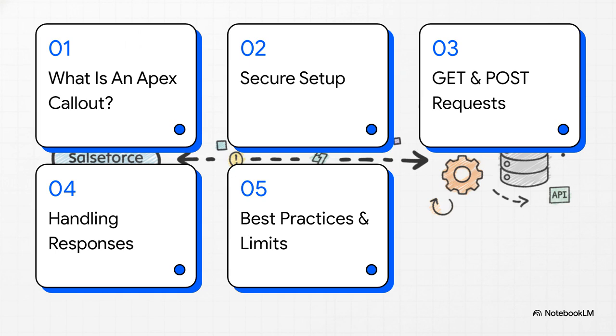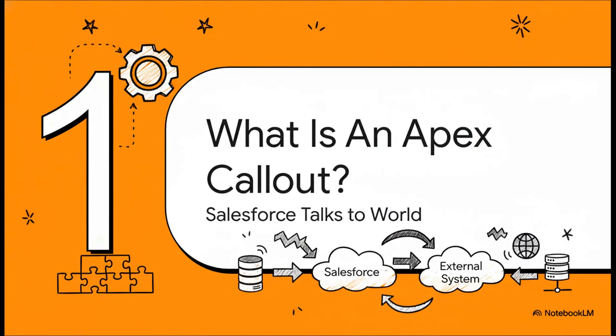Then, we'll get into the super important security setup. Seriously, this is something you have to get right. From there, we'll get our hands dirty with some code, looking at GET and POST requests. We'll also cover how to handle responses and the inevitable errors that happen in the real world. And finally, we'll wrap up with the best practices and limits that'll really turn you from a novice into a pro.